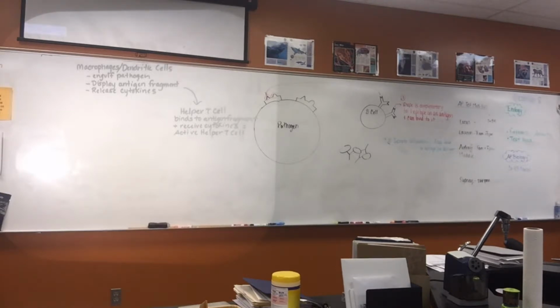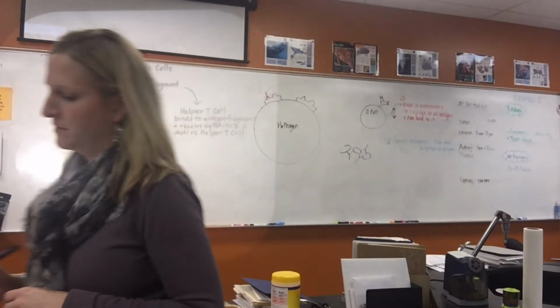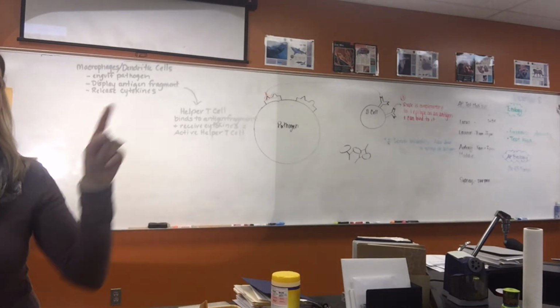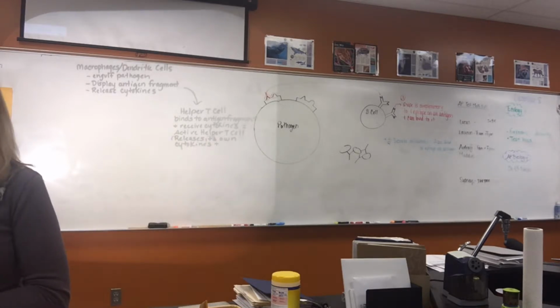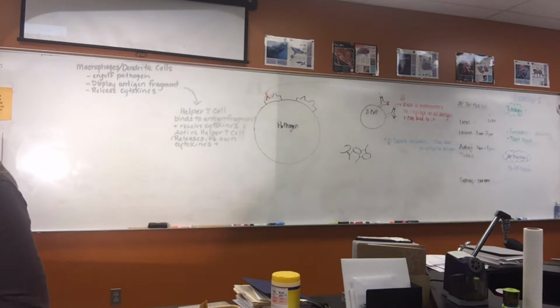When the helper T cell is active, it does two things. What is it going to do? Yeah, so the active helper T cell releases its own chemical signals, the cytokines. And what else does it do? It's active and it goes and is going to help activate another cell, a B cell, right? So it's going to bind to the B cell.